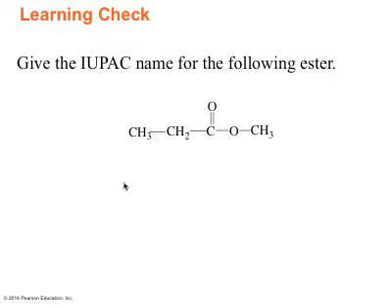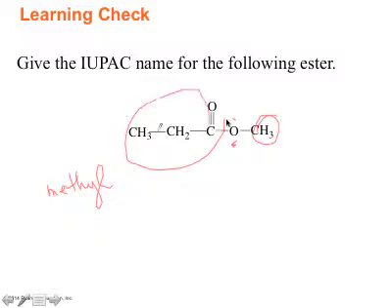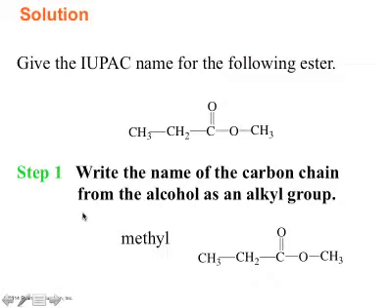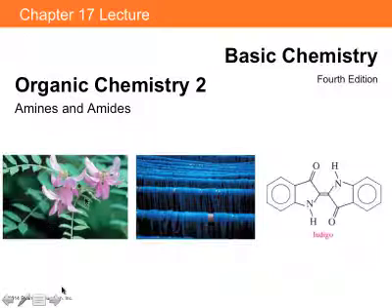All right, so let's try this one. So here's the alcohol part. Remember, it's next to the oxygen. And the oxygen actually did come from the alcohol. So this is methyl, 1 carbon. And then 3 carbons, propanoate. So it was propanoic acid, propanoate. Methyl propanoate. So there's the methyl part, methyl propanoate.